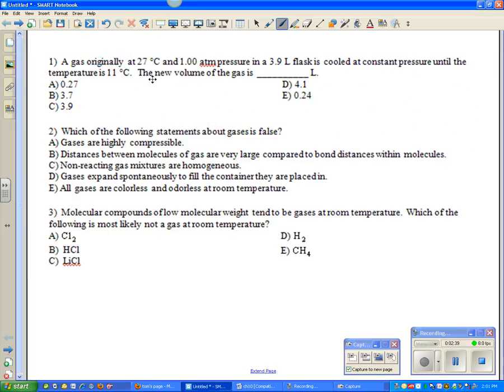Originally its temperature is 27 degrees Celsius. I have to convert that to Kelvin, so that's T1. Its pressure is 1, and its volume is 3.9. Now it's cooled, so we're going to change the temperature to 11 degrees Celsius. It does say right there, at a constant pressure, so P1 and P2 are going to equal each other. And there's my temperature. So really all I'm solving for is the new volume of the gas.